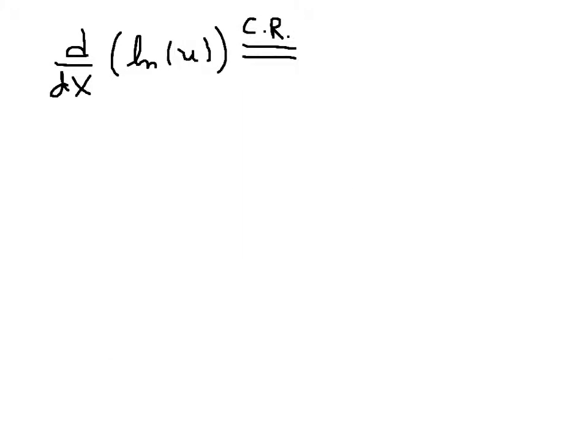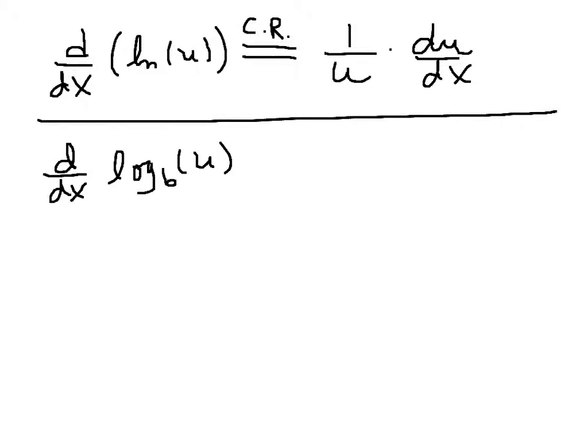So we just kind of lift it up one notch and we say, okay, how about the derivative of ln of u? Well, the chain rule tells us that that's just equal to 1 over u times du dx. That's pretty simple. So now we can ask the more general question, the most general question for logs, which is, what is the derivative with respect to x of log base b of u?